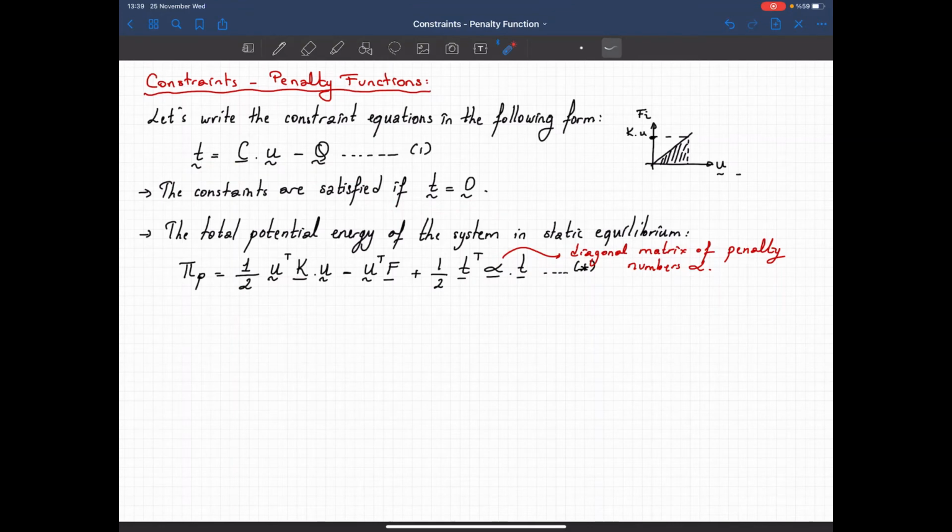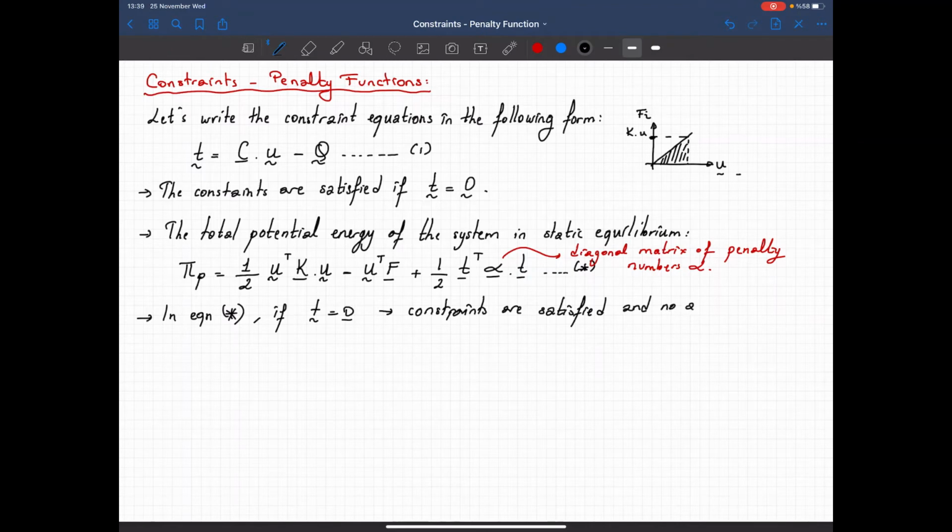All right, so let's write it down. We are saying that in equation star, if all the constraint equations are satisfied, which is said by T is equal to 0, constraints are satisfied, and no additional energy is added to the system.